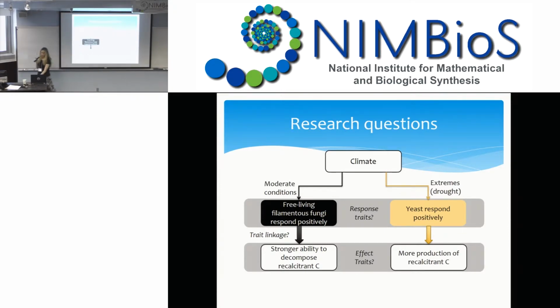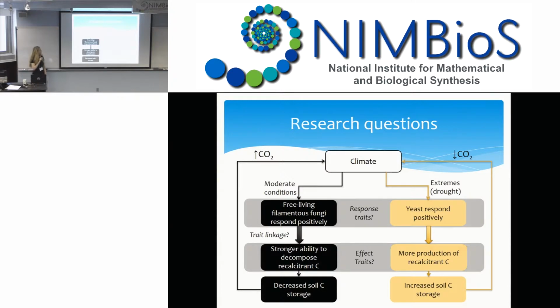Ultimately, that could affect soil carbon storage, right? So let's say you have an extreme climate, it's selecting for yeast to produce more recalcitrant carbon. You might find an increased soil carbon storage, and then that could result in a negative feedback on climate, right? Whereas if you have more moderate conditions and there's a linkage, you could actually have a positive effect on climate because more CO2 will be released.